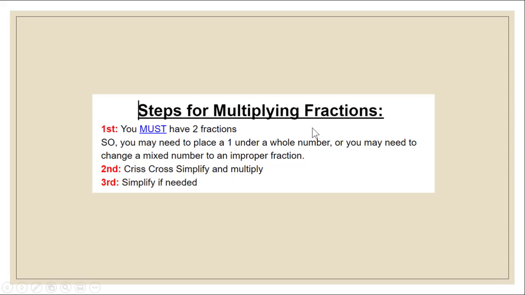So today we multiplied mixed numbers times whole numbers. So when we're multiplying fractions, we have to have 2 fractions. So today we had to place that 1 underneath the whole number, and we also had to change the mixed number to an improper fraction. Then we saw if we could crisscross simplify, and we didn't have any today to do that on. And then we multiplied. And then we had to simplify on all of those because they were all improper. So we had to take our answers and we had to change them into a mixed number by dividing.